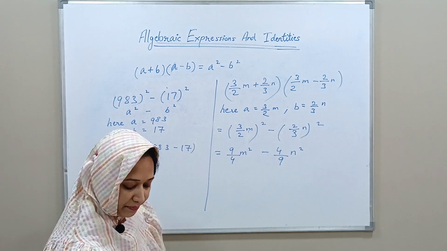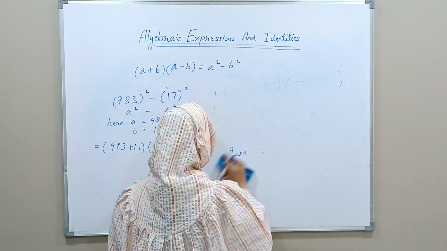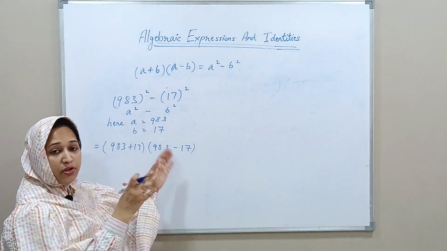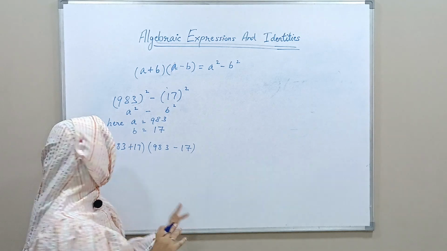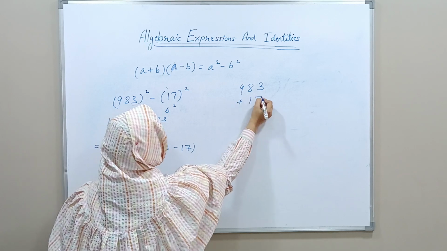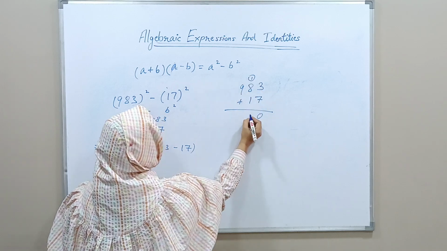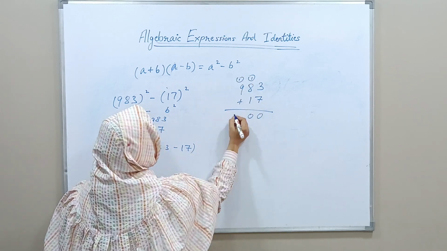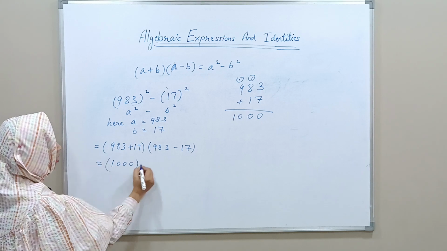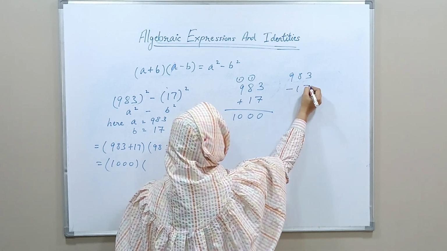Now we can solve this. Let us do the calculations here. It is always preferable to do the calculations, do your rough work so that you do not make any mistake. You can solve them mentally also. So 983 plus 17. 3 plus 7 is 10, so 0, 1 carry. 8 plus 1 is 10 again, so 0, 1 carry, and this becomes 1000. So this is equal to 1000 into (983 minus 17). So say 983 minus 17.